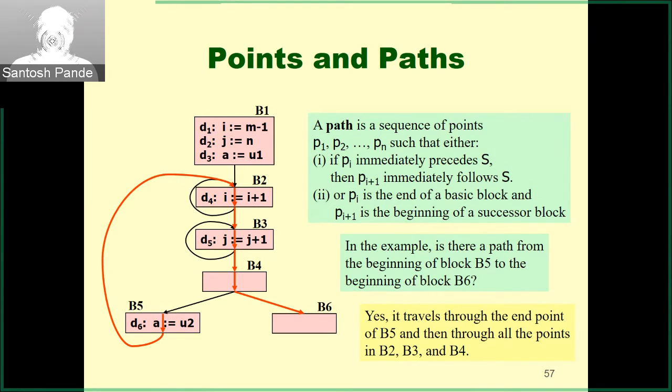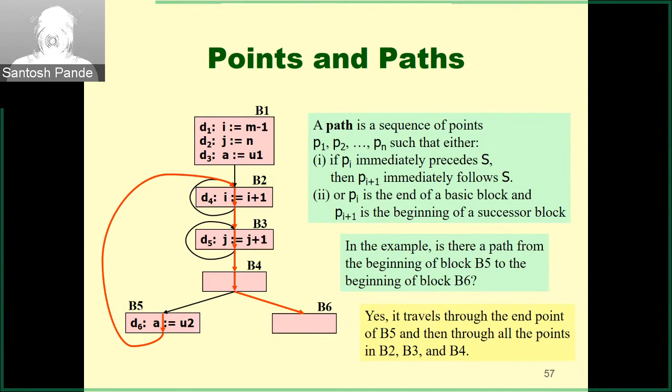The first one is whichever was downward exposed, generated within the basic block. They have managed to reach regardless of whether they were in the input side. The second is the ones which have managed to reach the entrance and which are not killed.